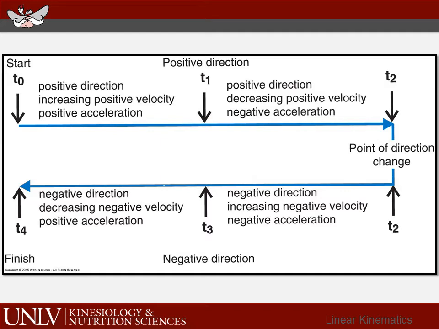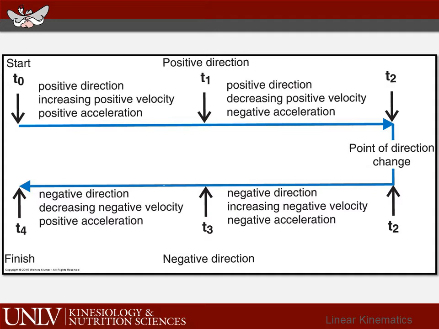Now, going from T1 to T2, again, it's moving in the positive direction. But there's a decreasing positive velocity. What does that mean? Well, T2 is still positive, but its magnitude is lower than T1.